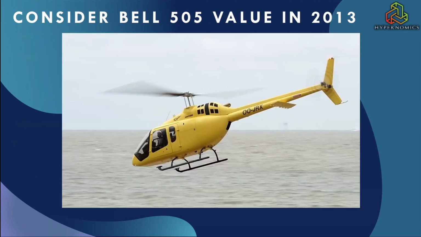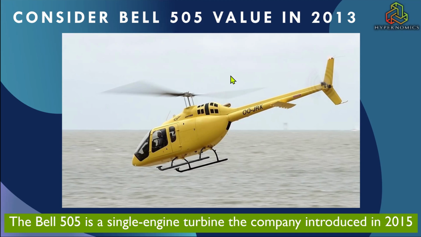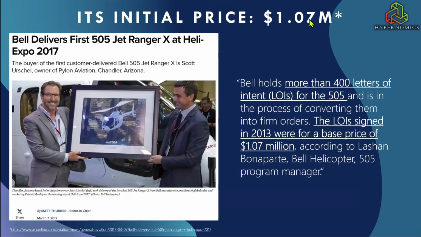So how well does this work in practice, you might ask yourself? Well, in 2013, when we came up with this thing, we were looking at the Bell 505. It was about to be released to the market in 2015. We were looking at it in 2013. Its initial price, as you can see here, was just a little over $1 million. This data came out later. We thought it was $1 million back then, and they said it was just a little over. It turned out this was the actual price that they were charging.